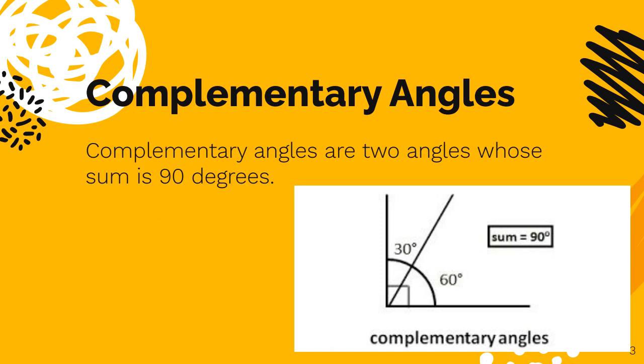Complementary angles are two angles whose sum is 90 degrees. The sum means that they add up. So we have this nice example here. We have a right angle, and we know that it's a right angle because it has the little square in the corner. A right angle is 90 degrees, and we can see that this right angle is separated into two parts. So we have a 30-degree angle and a 60-degree angle, and if we add those two together, we get 90. And so if the sum of two angles is 90 degrees, that means they are complementary.